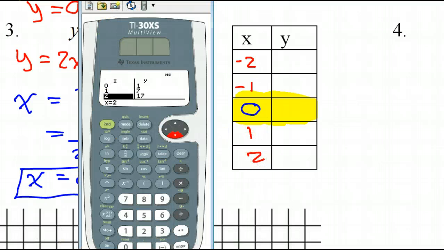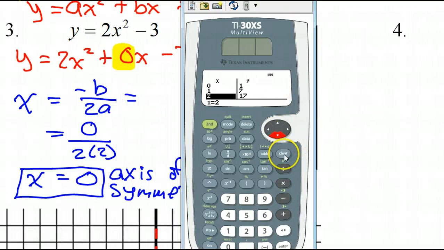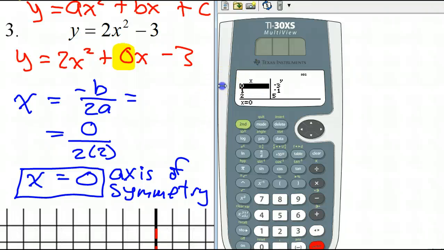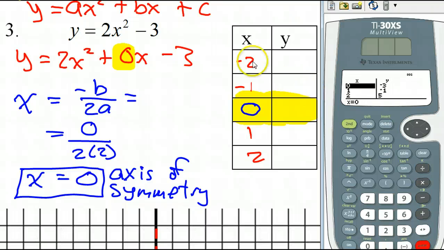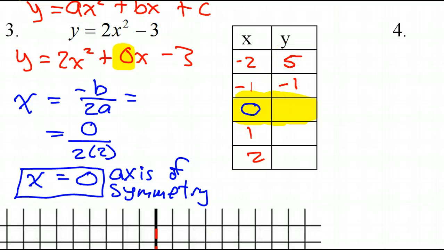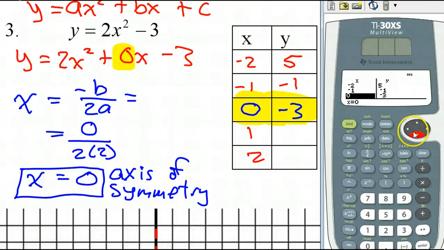Let us consult our TI-30 XS MultiView. Okay, so table. I'm just going to clear this out. So we've got 2x squared and then just simply -3. My values started here at -2, so I'm going to scroll up to -2. Okay, so starting at -2, I've got 5, -1, -3. Okay, so scrolling down for those last two, I've got -1 and 5.